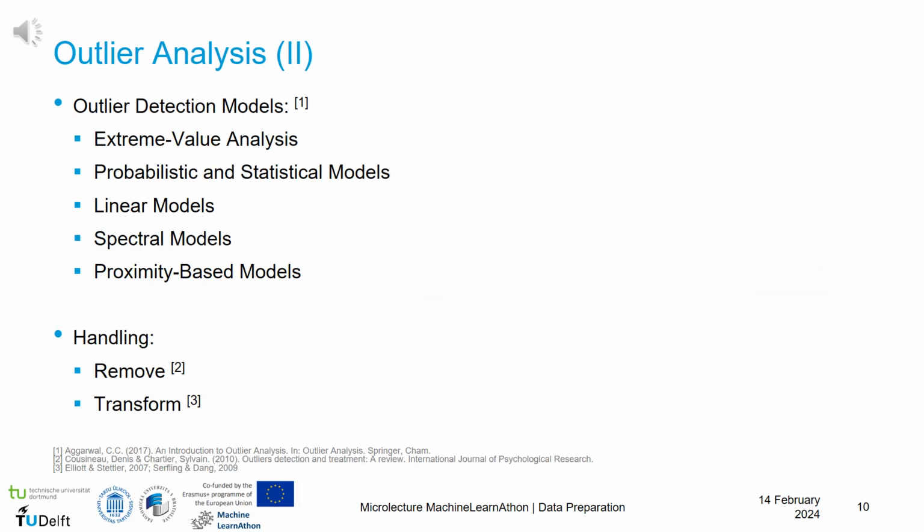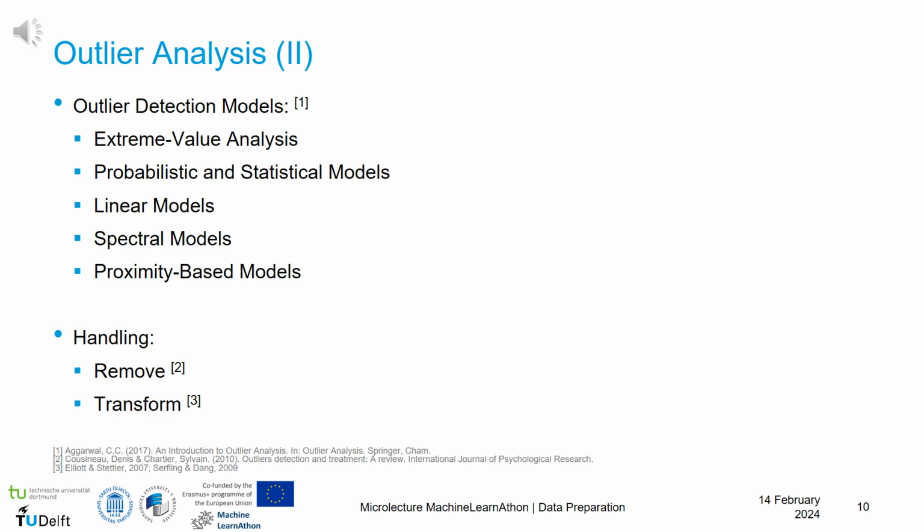There are different models and methods to detect outliers. For example, the extreme value analysis is very common. And then you also have several probabilistic and statistical models. So it's important that you find the method that suits your dataset.